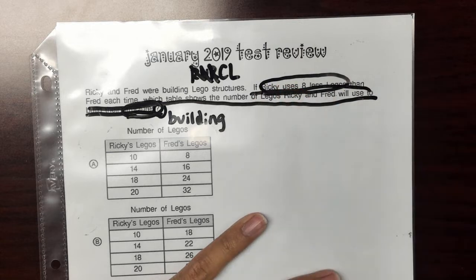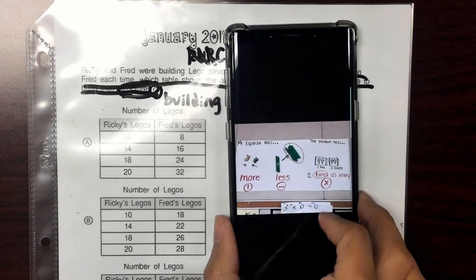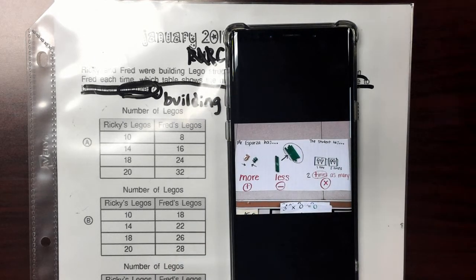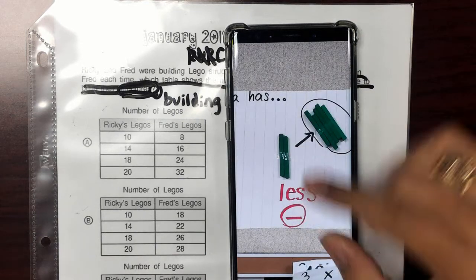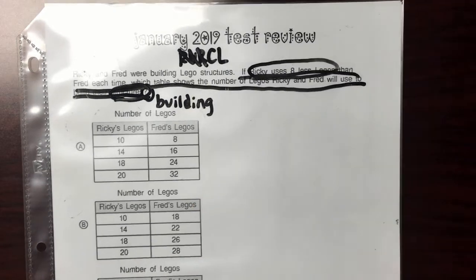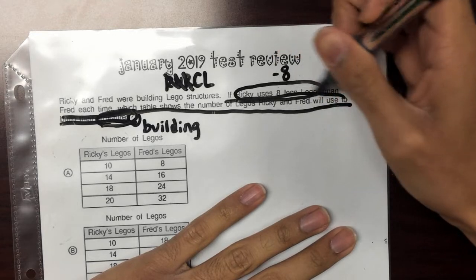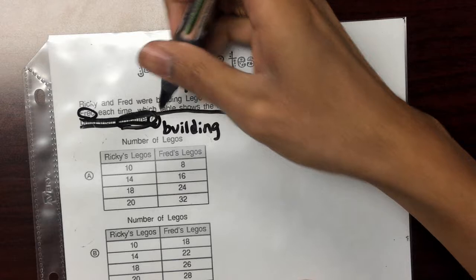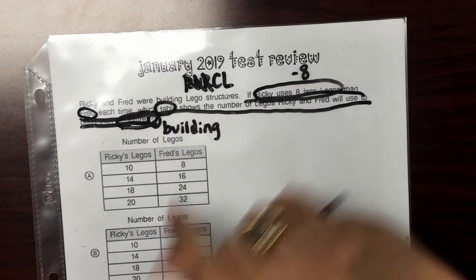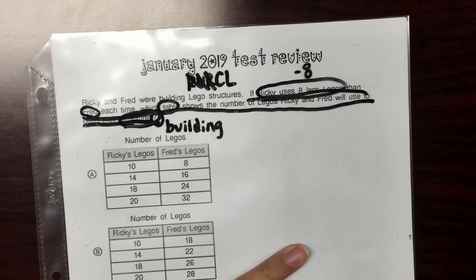So if Ricky uses 8 less Legos, I want you to think of the operation that gives you less. If you go ahead and take a look at the anchor chart that's up above my wall, you can figure this out. But what operation gives you less? You're right, it's subtraction. So Ricky has 8 less than Fred. And it's asking for which table, which is one of these, shows the number of Legos that they will use to build their building, to build their structure.